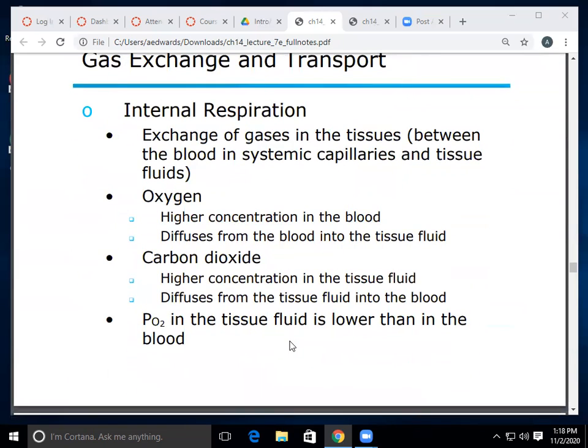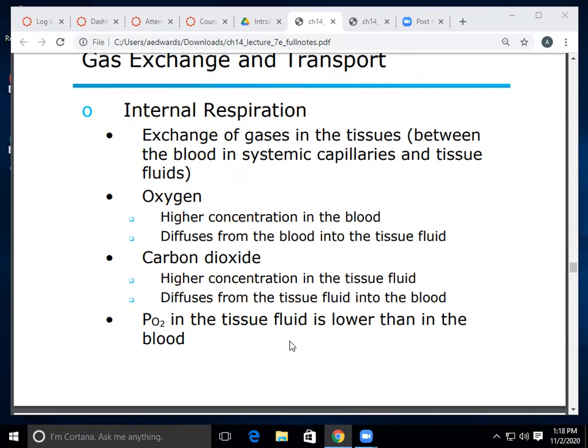Now, internal respiration, on the other hand, is the exchange of gases in your tissues. There is still gas exchange, but external is the gas exchange at the lungs, and internal respiration is gas exchange at the tissues. It happens between the blood in the systemic capillaries, remember your systemic circulation, and the tissue fluids.